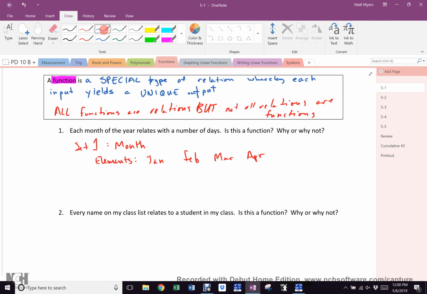Okay. What is set two? The number of days. What are the elements in that set? What are the number of days a month can have on our calendar? It can have 28, 29, 30, and 31. Agreed?